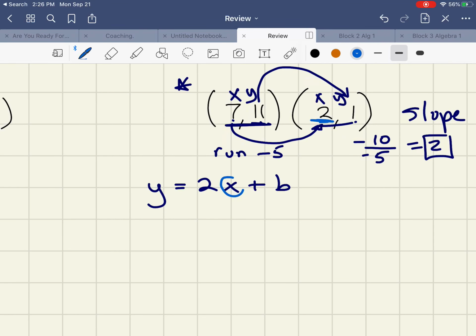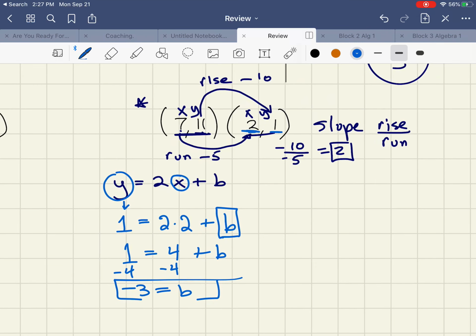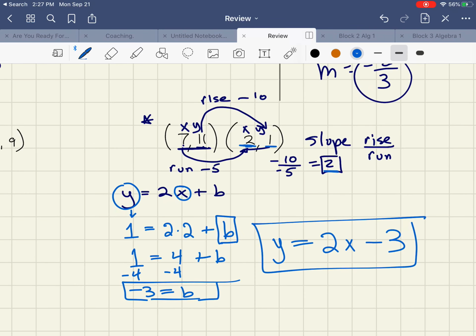I'm going to take the 2 and put it in for the x. I'm going to take the 1 and put it in for the y, and that should look like this: 1 equals 2 times 2 plus b. How many variables do we have left? 1. And it's the variable that I still need to find. So we're going to solve our equation. 2 times 2 is 4 plus b. If I subtract 4, I get -3 equals b, and I have found my y-intercept. Once I have my slope and my y-intercept, I can rewrite my equation. 2x minus 3 is the equation for the line that goes through those 2 points.